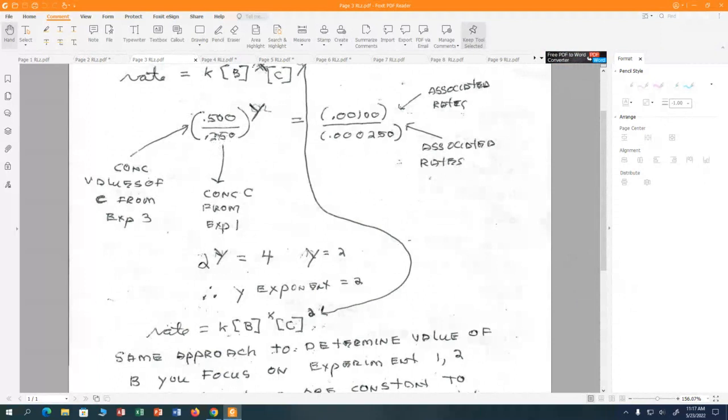You can do it the other way, but it gets very messy. Again, the respective associated rates based on the experimental data are 0.00100 and 0.000250. When we do the math, we get 2 to the y is equal to 4. Therefore, y is 2, and the exponent for C is going to be 2. So the rate law right now is K times B to the X times C squared.